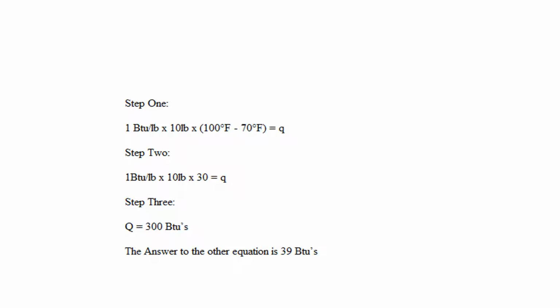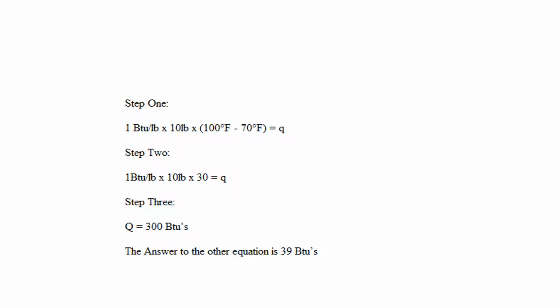The formula is Q equals C times M times delta T. Q is the answer. C is the specific heat of the substance. M is the mass of the substance, and delta T is the difference in temperature.